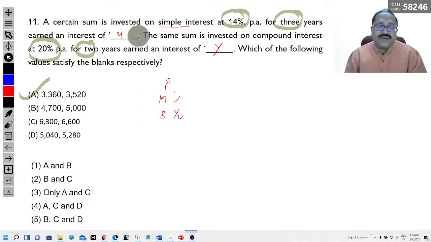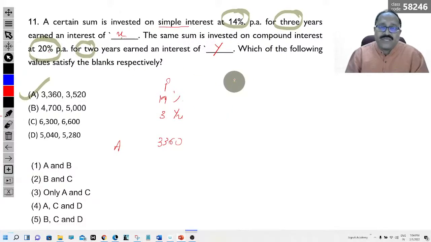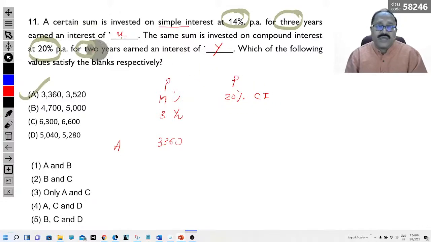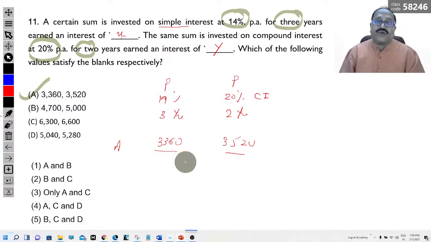If we verify option A, this interest should be 3,360, whereas the other one, the same sum P, is invested in compound interest at 20% per annum for 2 years, and the interest was Y rupees, which is here 3,520. Whether these two satisfy or not. If yes, then A is one of your answers.